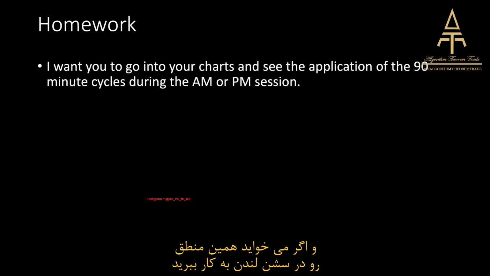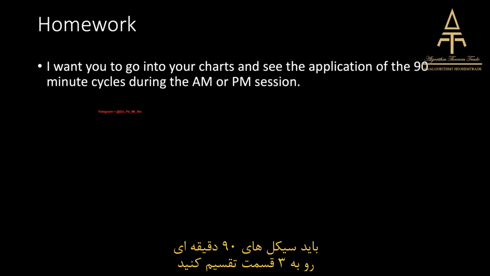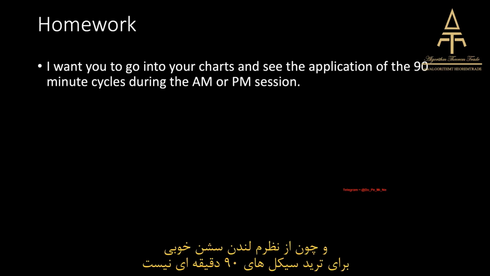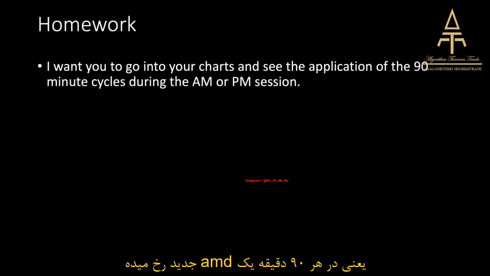If you want to apply the logic shared to the London session, I will share with you now how you can do so. What you can do is divide the 90-minute cycles by 3. What you then get is, for one 90-minute cycle, 3 30-minute cycles. Since London is, in my opinion, not a favorable session to trade when it comes to the 90-minute cycles, the only way I would look at London from a scalper's perspective is by looking at 30-minute cycles and 30-minute AMD cycles. So within every single 90-minute cycle, you have AMD again.